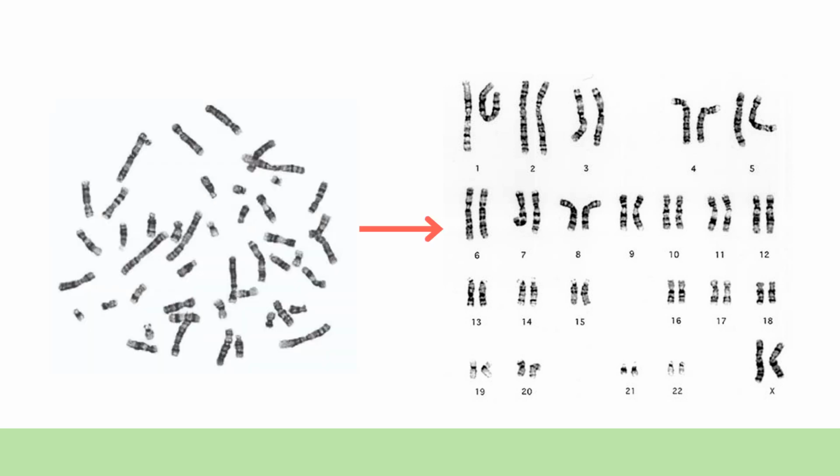For the most part, on the left here is what scientists would look at if they're looking at chromosomes. They take this mishmash of chromosomes that they see under a microscope or some sort of imaging technology, and then they organize it into a very neat karyotype. And karyotypes are very useful, especially in identifying chromosomal abnormalities.